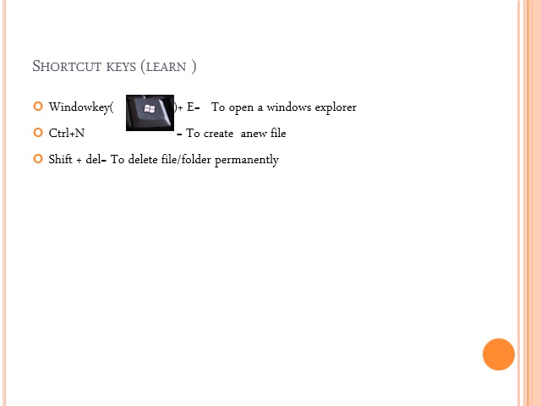See, these three shortcut keys you have to learn by heart. Windows key plus E will open Windows Explorer. Control plus N is used to create a new file. Shift plus Delete will delete the file or folder permanently. If you delete a file or folder permanently, we cannot restore it back from the Recycle Bin. So if you want to delete it permanently, be sure.